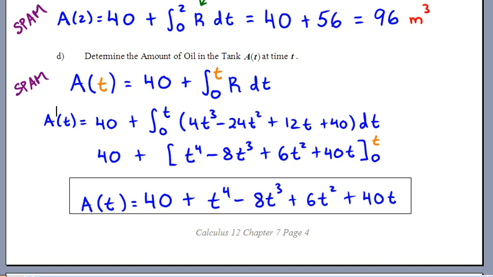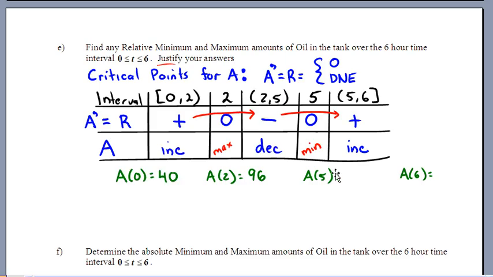So I might want to use that twice more. Once at time 5, when I know there's a little local minimum, and then again at time 6 at the end point. At time 5, there are 15 cubic meters of oil in the tank. And at time 6, because we've been filling for an hour, it's up to 64. Just thinking about how those endpoints come into play, we start off with a little local minimum, go up to a local maximum, down to a local minimum, and then up to a local maximum.